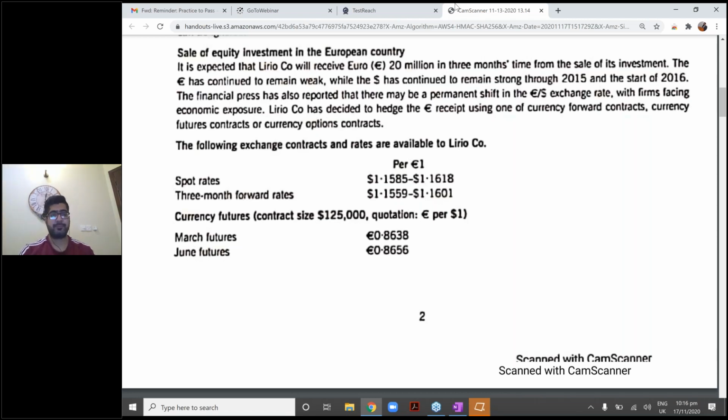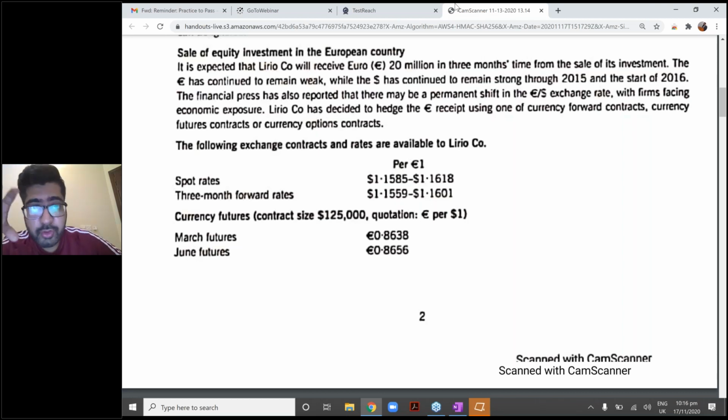Read the paragraph again. It is expected that Lirio will receive euro 20 million in 3 months. Lirio's home currency was dollar. It will receive euro 20 million. Euro has continued to remain weak. Dollar has continued to remain strong. Financial press has also reported there may be a permanent shift.